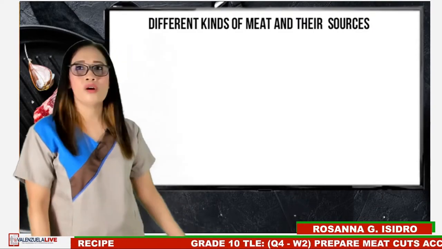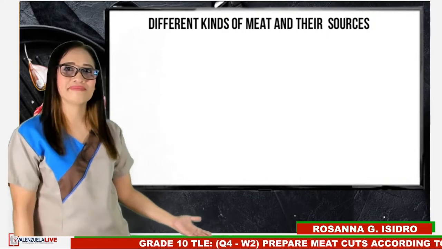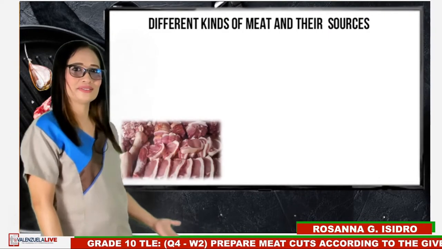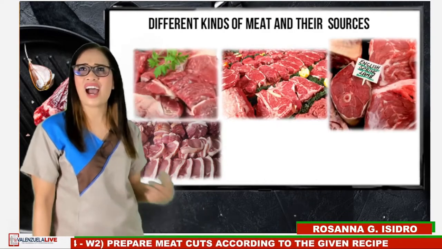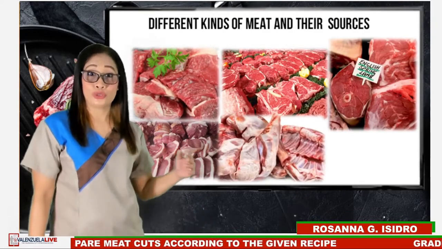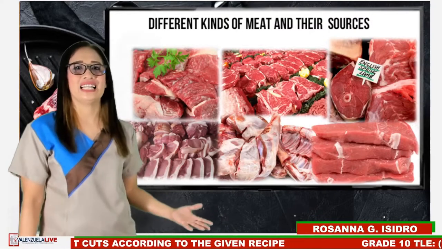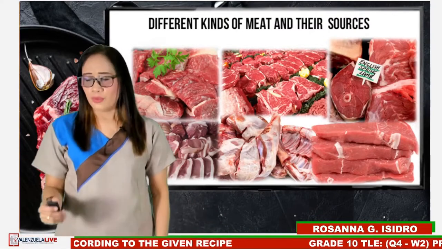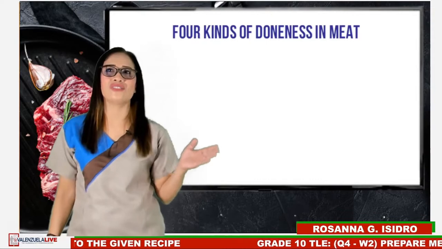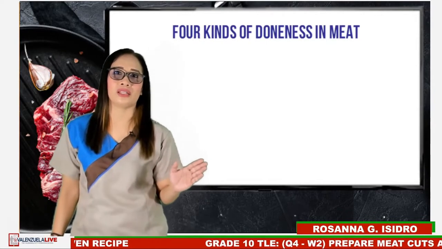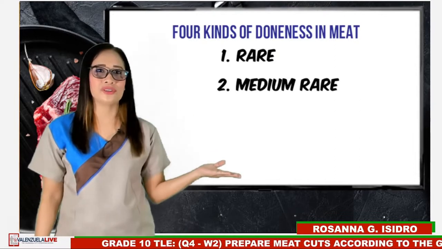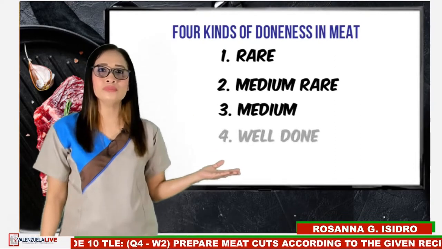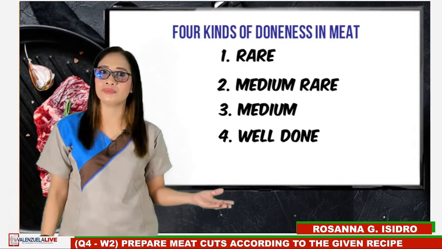To enumerate the different kinds of meat and their sources, those are pork, beef, lamb, carabeef, chevon, and veal. We'll also have the four kinds of doneness of meat, which are rare, medium rare, medium, and well done.